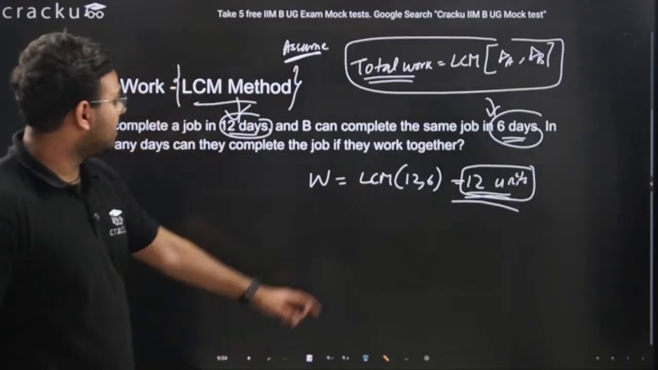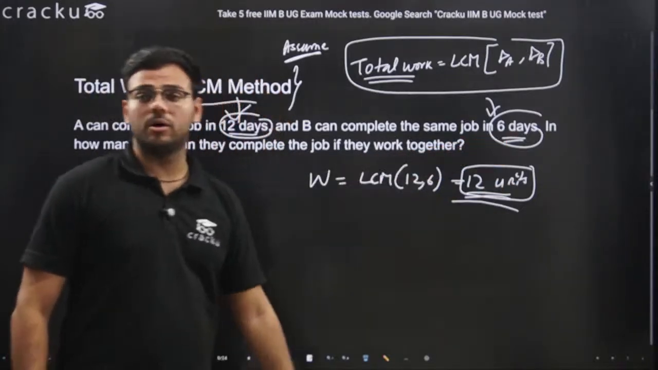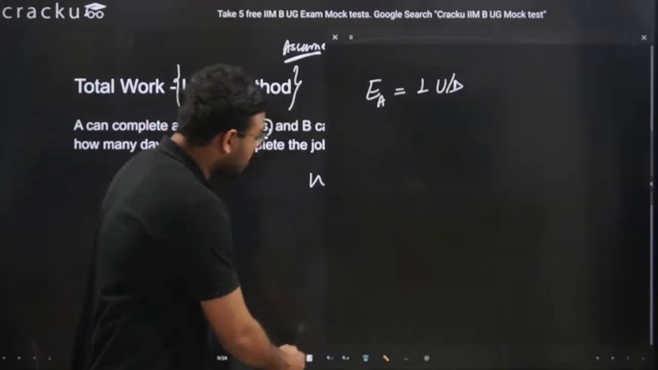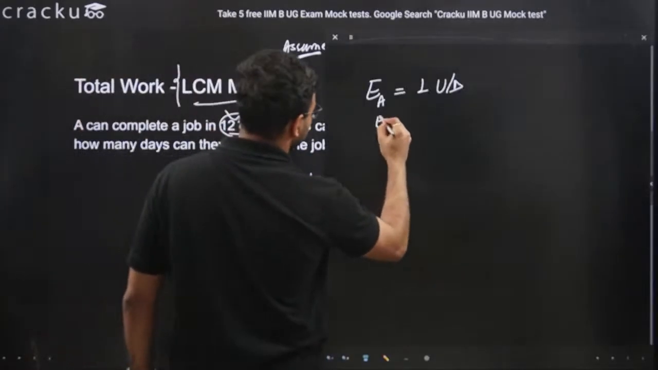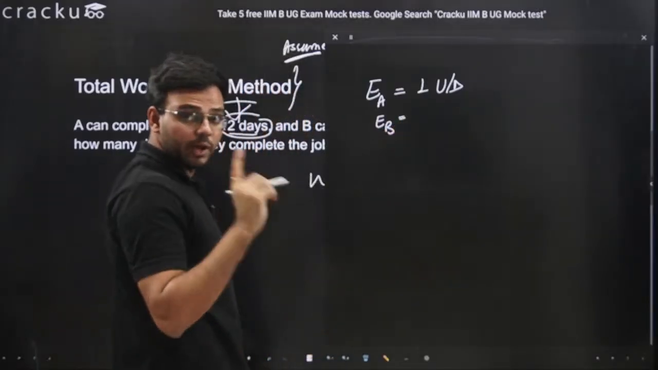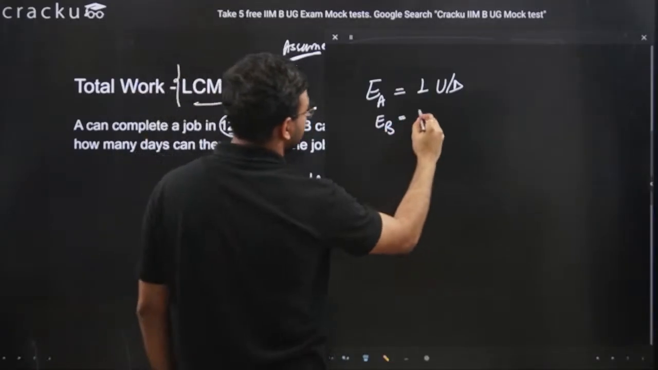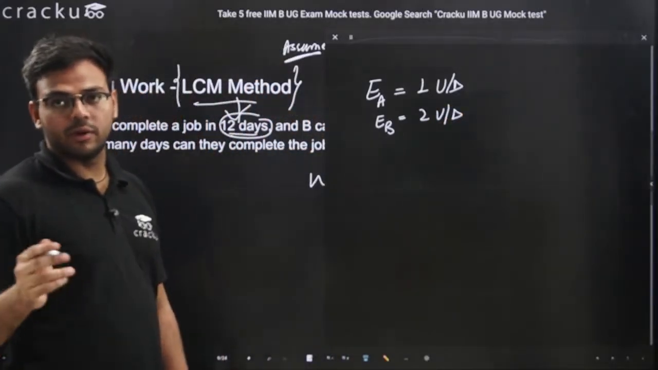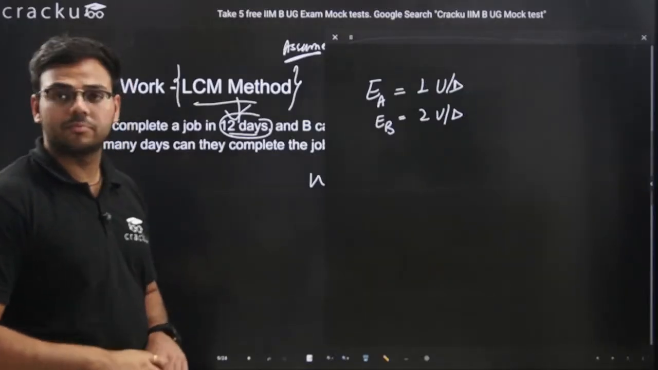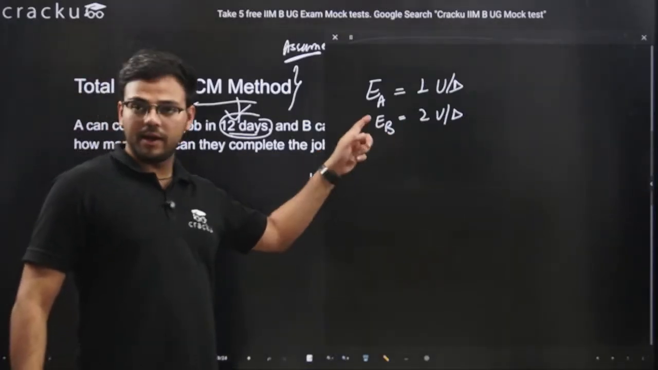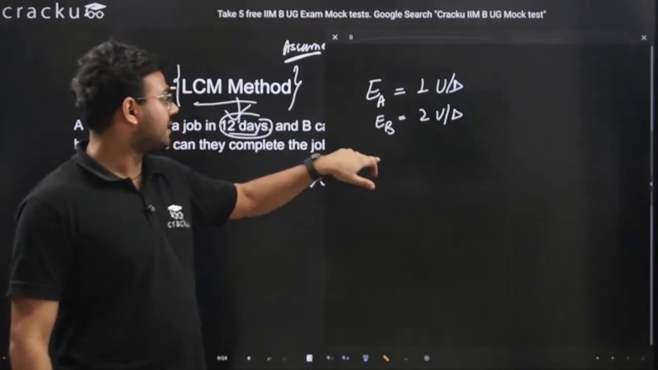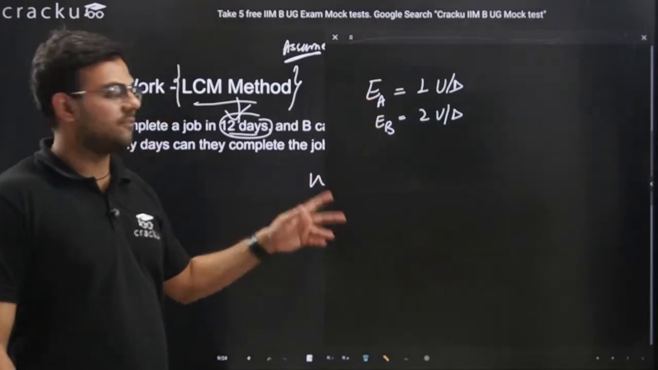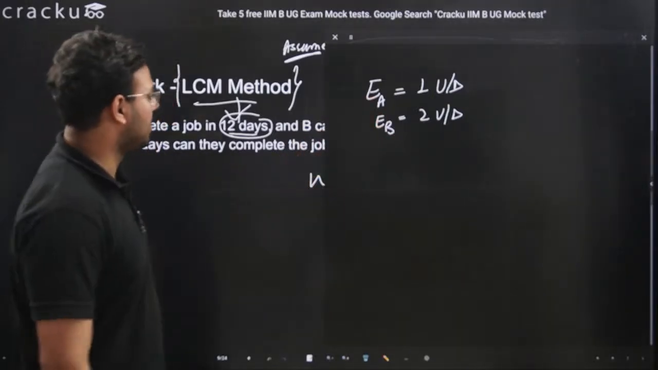Similarly, B is taking 6 days to do the job. B is taking 6 days to do these 12 units. So I can write the efficiency of B. B is doing 12 units of work in 6 days, so the efficiency of B will be 2 units per day. He is working at 2 units per day. If he works at this efficiency for 6 days, his efficiency of 2 units per day into 6 will be 12 units. So in those 6 days, if he is working at this efficiency, he can complete the work.